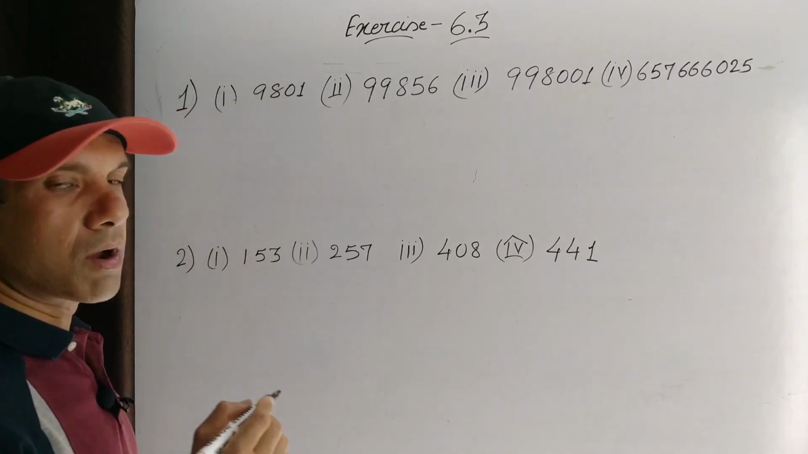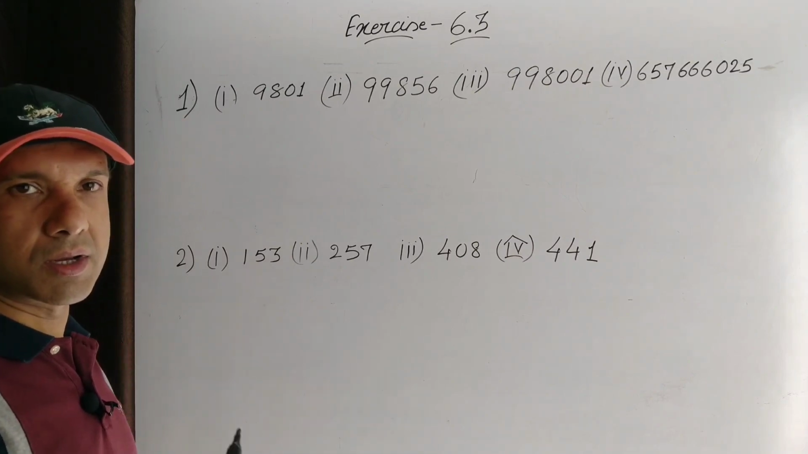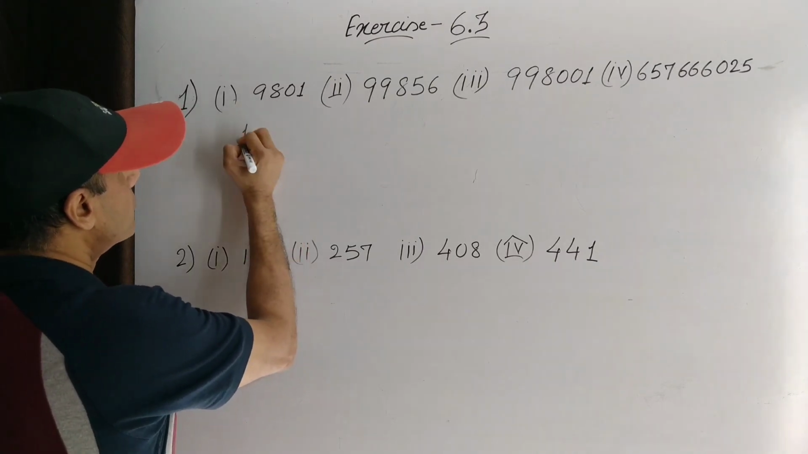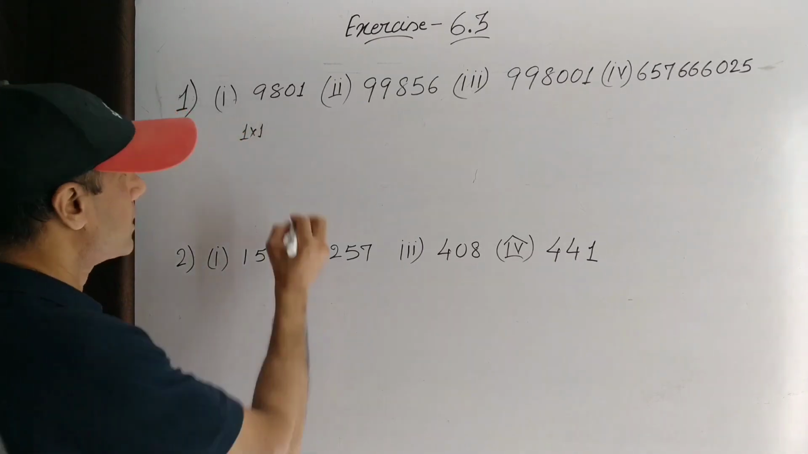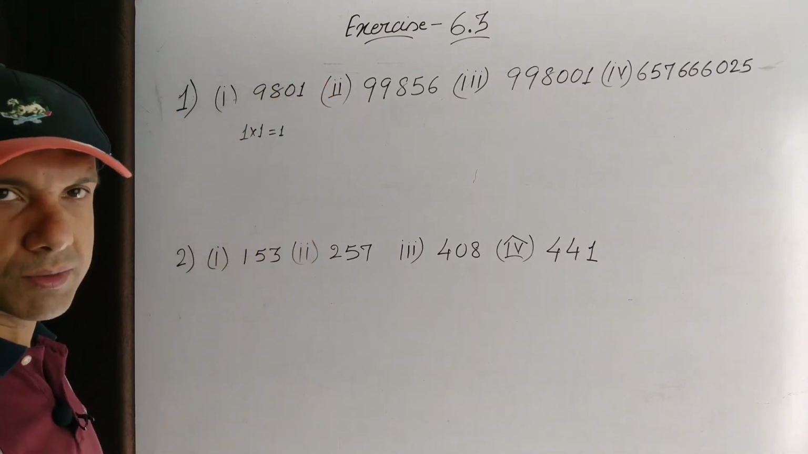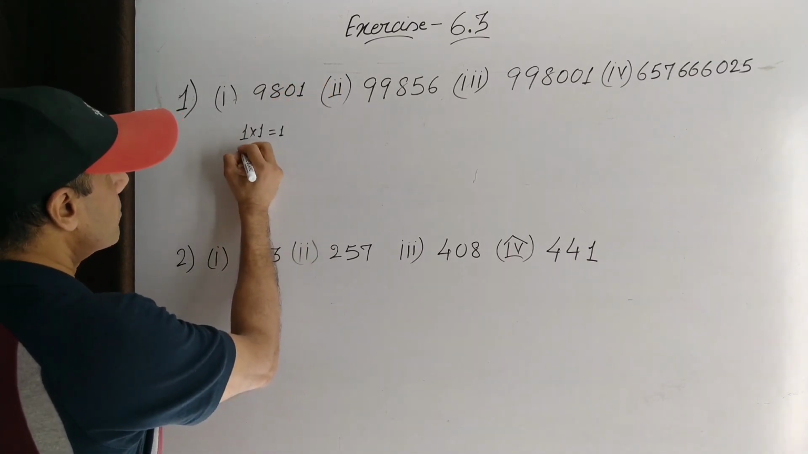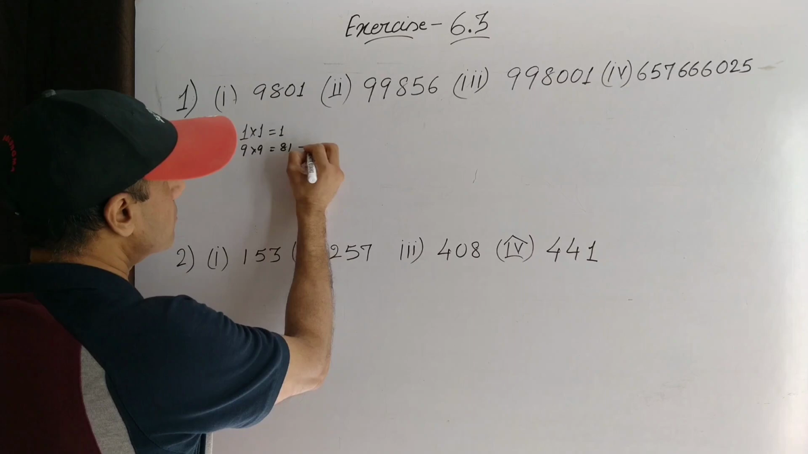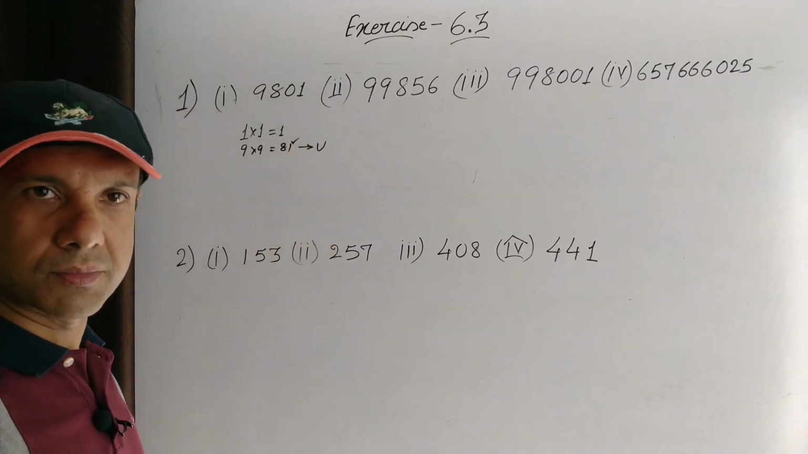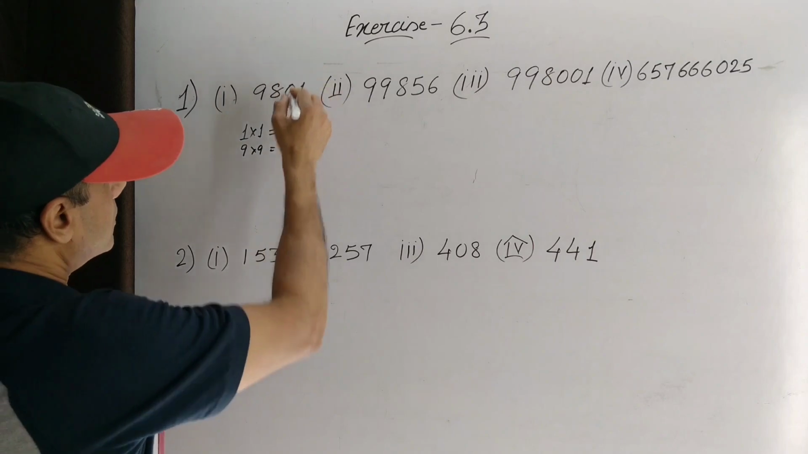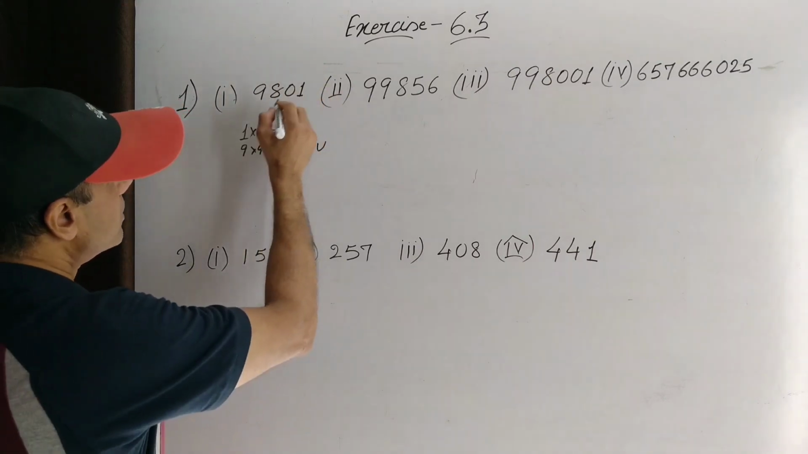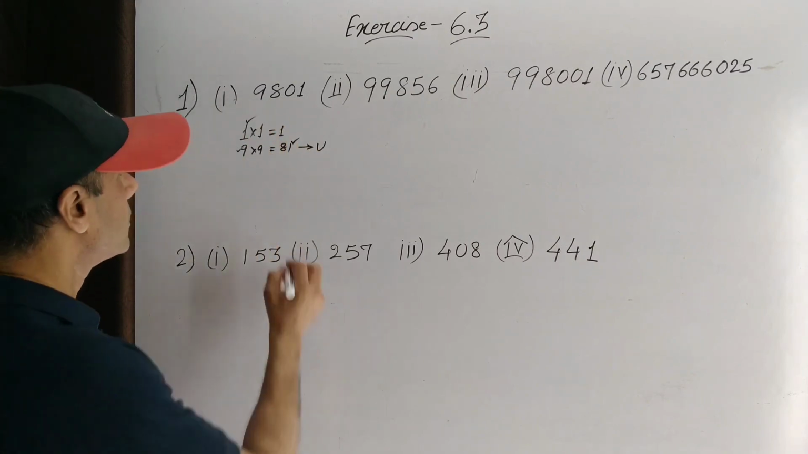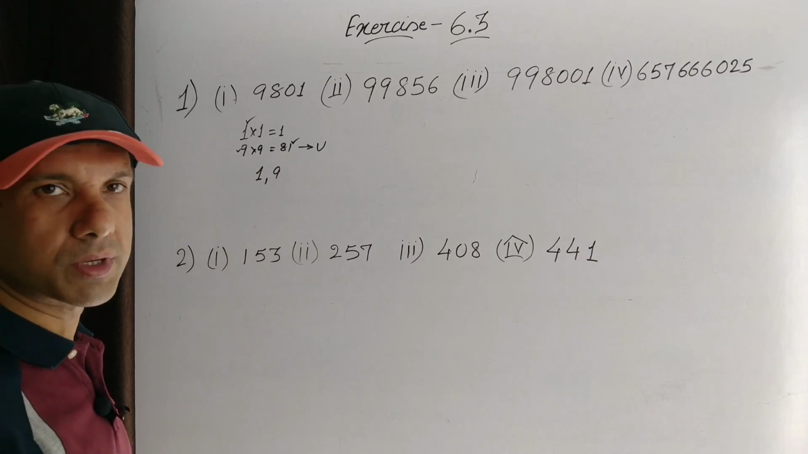In which situation can we get a unit digit of 1 from two numbers multiplying? We can have 1 multiplied by 1. In that case we'll get 1 in the unit position. Or we can have 9 into 9, that is 81. In that case also the unit digit will be 1. Clear? So there are only two possibilities. The unit digit of the square root of this number can be either 1 or 9.